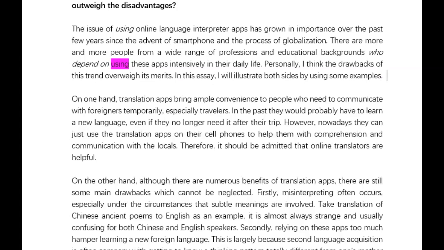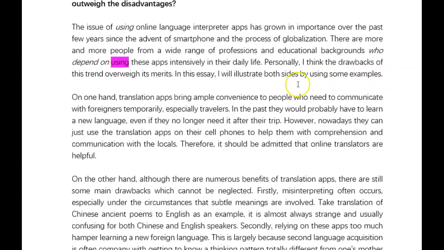All right. The danger with not saying where your examples are from is it is a little bit of an empty sentence, so it's not specific to your essay. But it's okay because it's short, so I'm not going to worry too much about that. On one hand, translation apps bring ample convenience to people who need to communicate with foreigners temporarily, especially travellers.